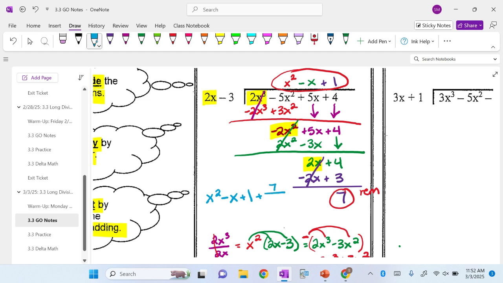Seven over, how do I represent that remainder? How do I represent it numerically? So we did 160 divided by 3. We had a remainder of 1. How did I write that numerically? Or as a fraction? What would my denominator be? What I originally divided by, right? Right, 2x minus 3. So this is my answer.